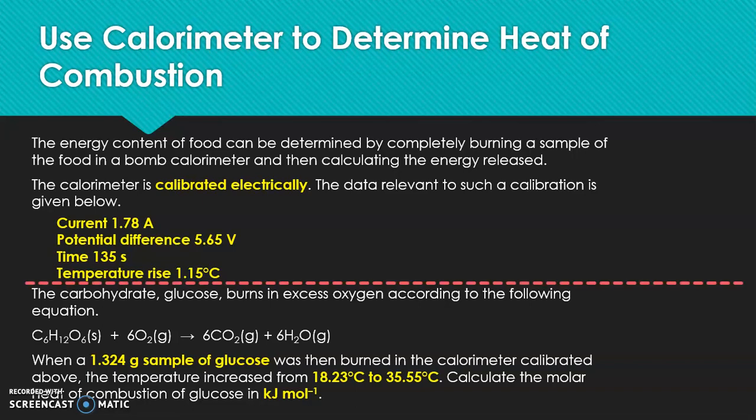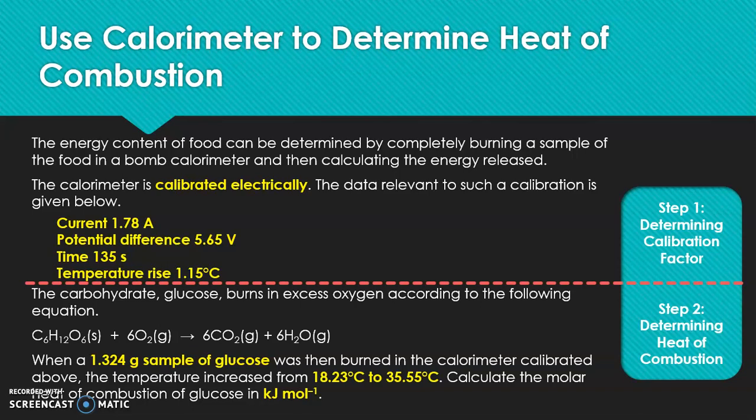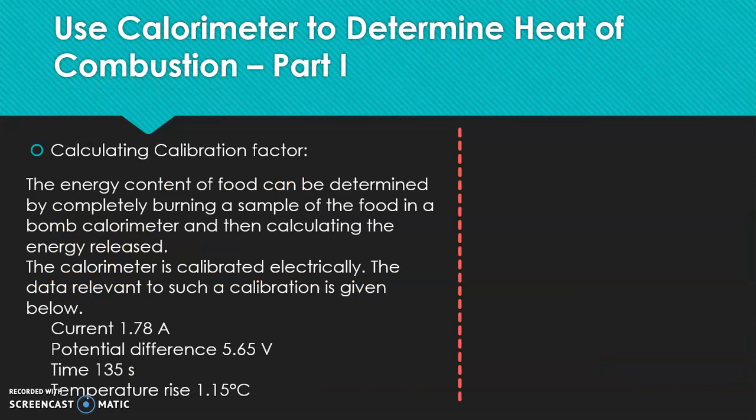Okay? So basically, the question can be cut into two. Step one is calibration. So we need to determine the CF for that particular calorimeter. Once we determine CF, we can use that CF to determine how much heat was released by burning 1.324 grams of glucose, right? Then we can determine the heat of combustion in kJ per mole. Now, let's see part one.